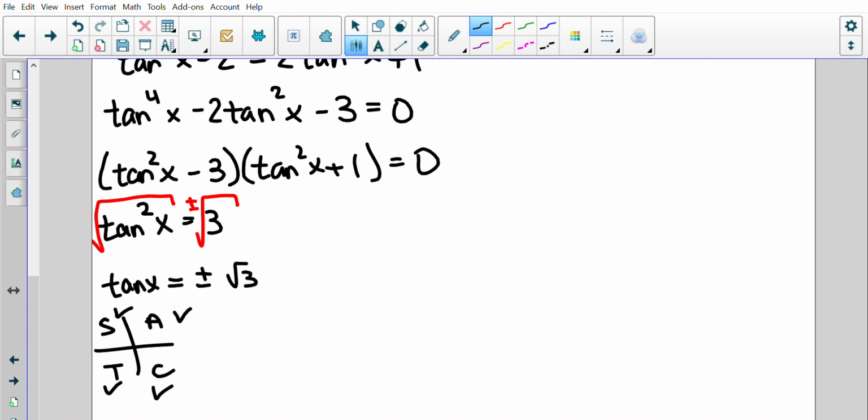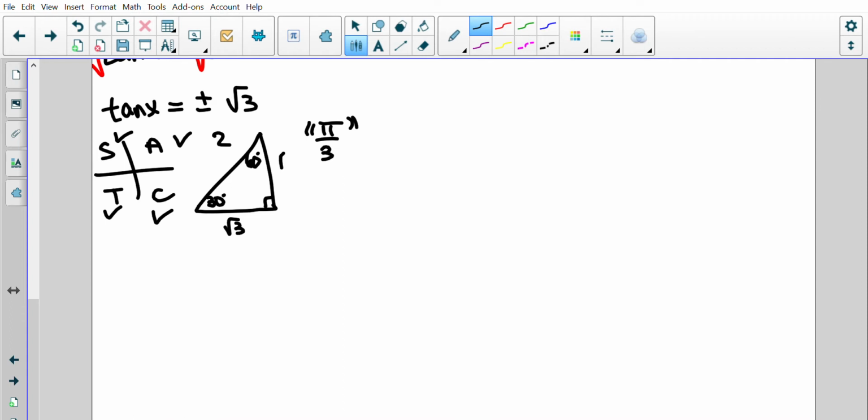And root 3 makes me think of my 30, 60, 90 triangle. So which angle, when you take opposite over adjacent, gives me root 3? That's going to be my 60 degrees, which I know is pi over 3. Okay, so my answers there, since I'm in all 4 quadrants, I got pi over 3, 2 pi over 3, 4 pi over 3, and 5 pi over 3.